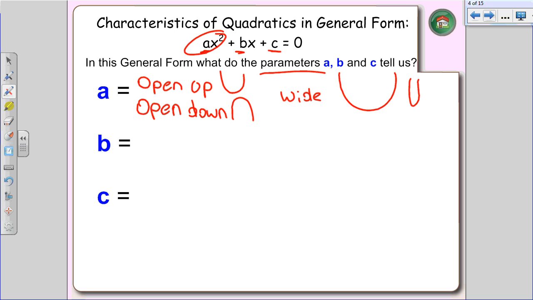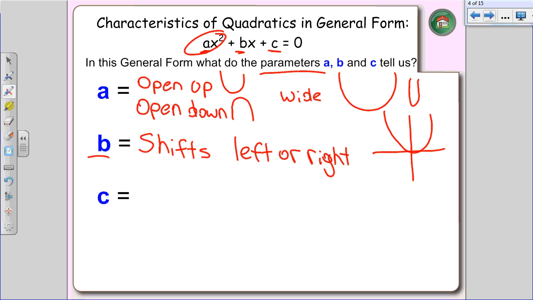The B value, the parameter B, is actually shifting the graph left or right. If there is no B value, our graph is just perfectly in the center there. Given whatever the B value could be, it may shift it to the left or to the right. So for instance, that would be shifted left, and that would be shifted right. It's just moving the parabola on the graph.